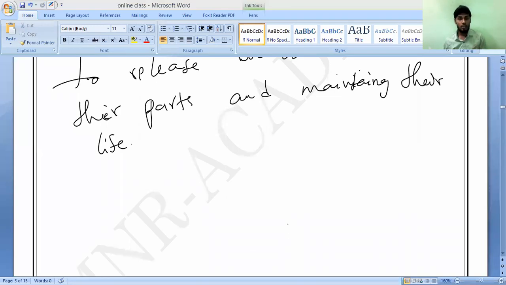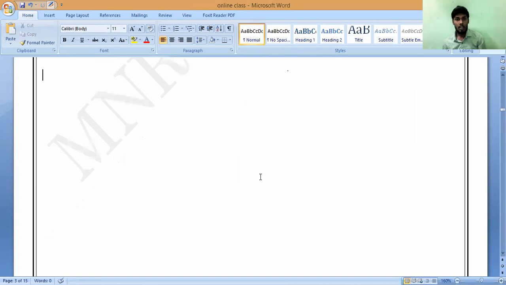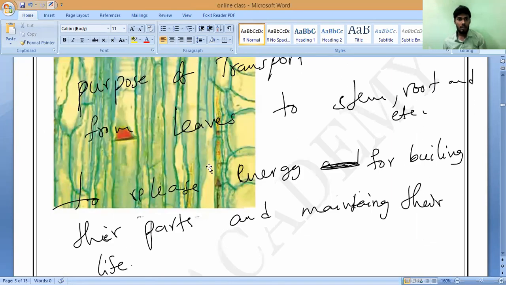Now, I will show you three pictures continuously. Like the network of these phloem vessels, and if you do the transverse view, meaning the side view, if you cut it, we can see the sieve tubes and companion cells all clearly. Now I will show you the pictures one by one. Please, all of you observe very carefully.